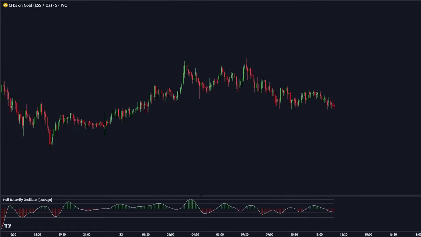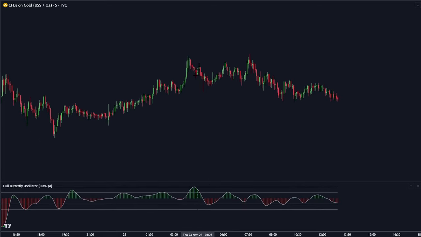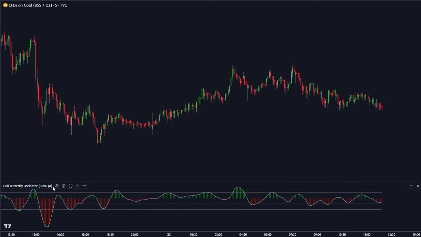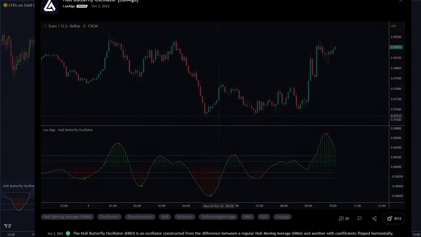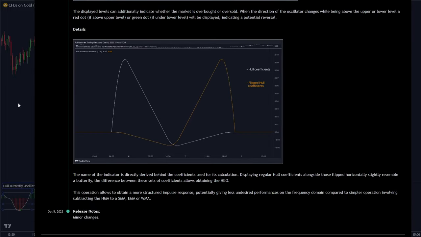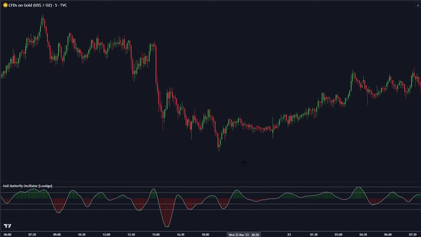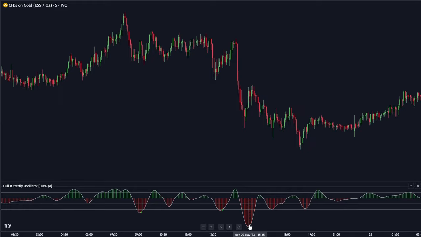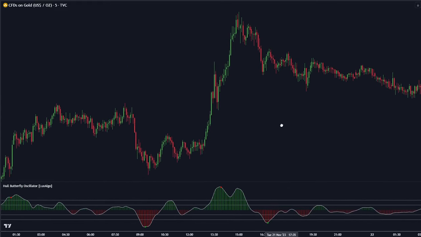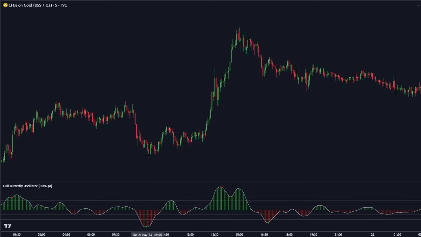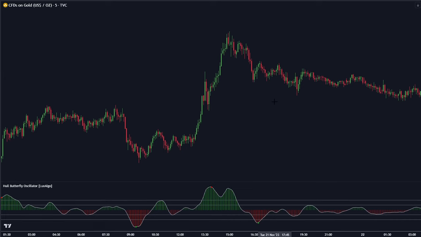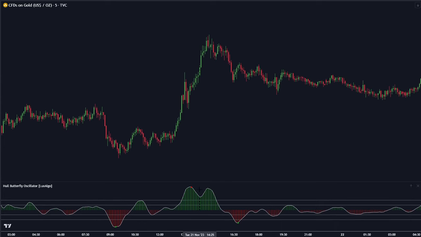The Hull Butterfly Oscillator is designed to capture potential trend reversals and identify overbought or oversold conditions in financial markets. The indicator is based on the Hull Squeeze Oscillator, utilizing the Hull Moving Average to smooth the price data. The script allows customization of parameters such as length and multiplier levels. The visual representation includes a histogram of the oscillator's values, with bullish and bearish dots indicating potential trend changes. Gradient colors are applied to enhance the visual interpretation of the indicator's values, and reference lines are plotted at different levels to aid in analyzing market conditions. Traders and analysts can use the Hull Butterfly Oscillator to make more informed decisions based on the dynamics of price movements. We now need to apply our second indicator to the chart.